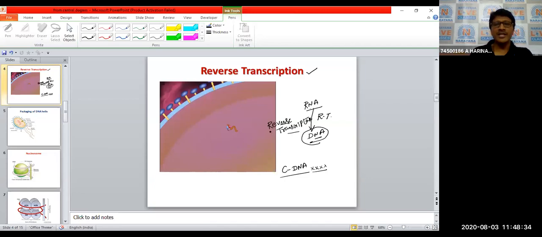What is the other name for reverse transcriptase? It is RNA dependent DNA polymerase enzyme. Why is it called RNA dependent? It depends on the RNA for the synthesis of DNA. That's why it is called RNA dependent DNA polymerase enzyme.